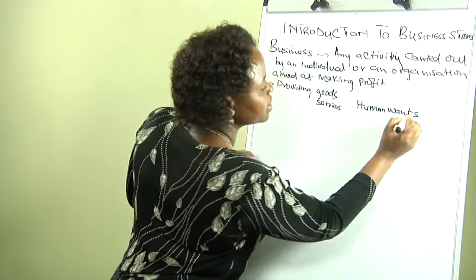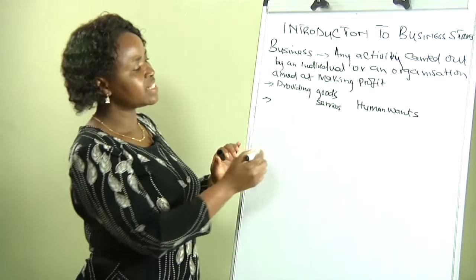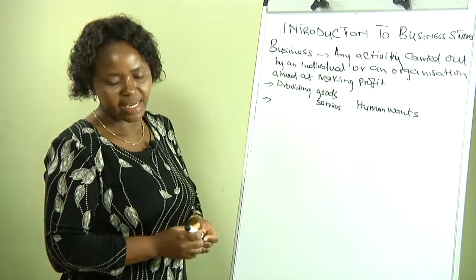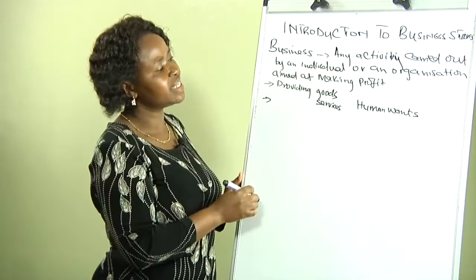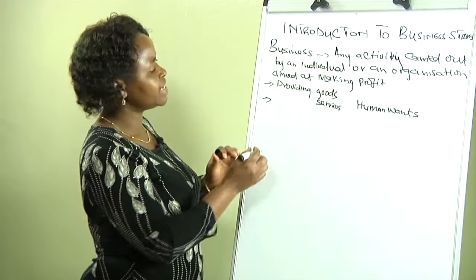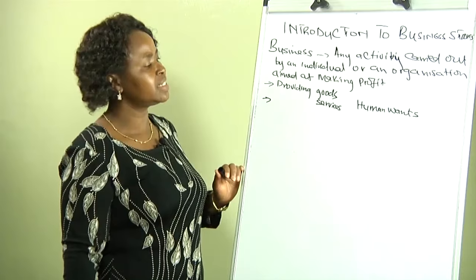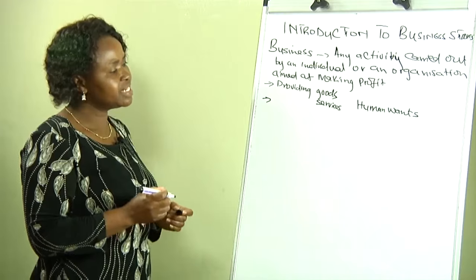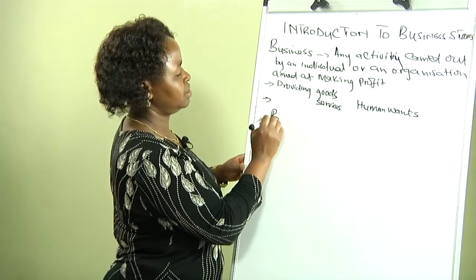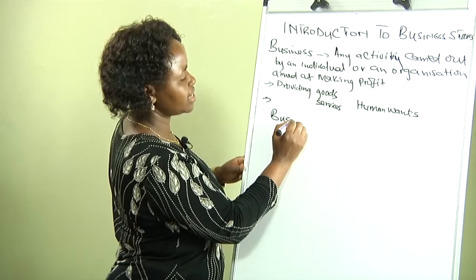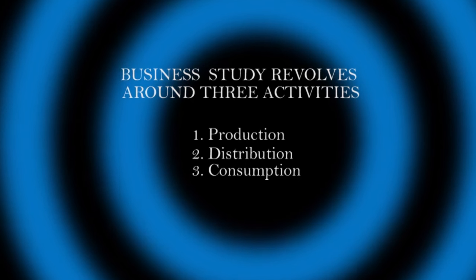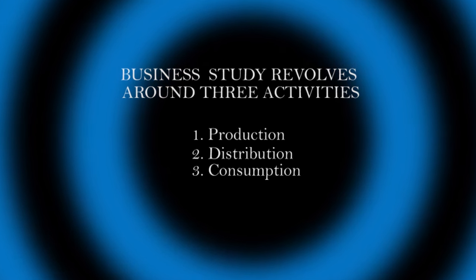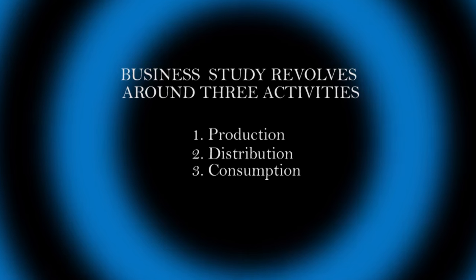There are many human wants, and for the purpose of satisfying the wants, we need the goods and the services that are provided when a business activity is undertaken. The people who may undertake these business activities may be said to be engaged in business. And business studies revolves around three activities, and these areas or activities include production, distribution, and consumption.